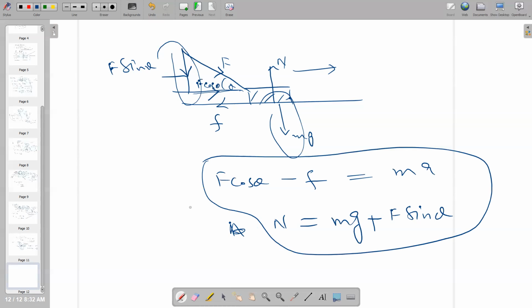Understand? Doctor, the first equation, F cos theta minus F, that F means friction. Yes, this F means the frictional force. So this frictional force is mu into N, and this is equal to mu into mg. The total formula will be this one.